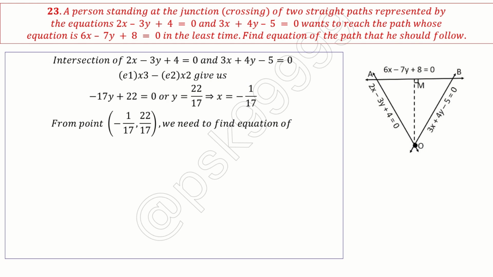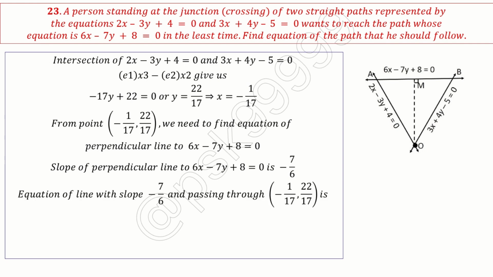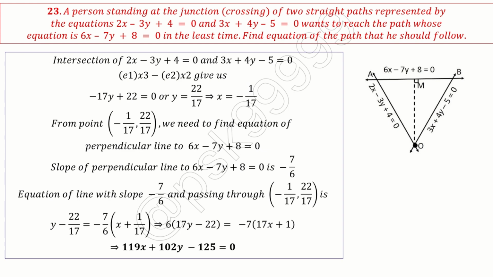So what is the slope of 6x minus 7y plus 8? It is 6 by 7. Correct? So the perpendicular line's slope is minus 7 by 6. So you have the slope, you have a point, you can find the equation of the line. Okay, this is the final equation: 119x plus 102y minus 125 equal to 0.